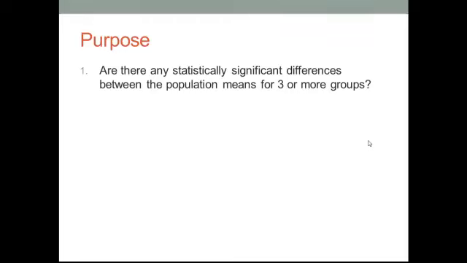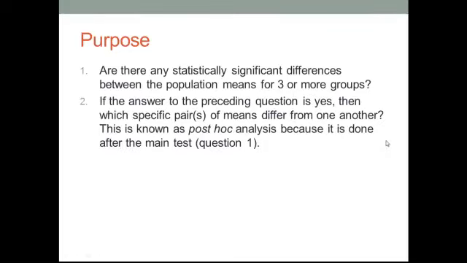So for example, if we had 3 groups, A, B, and C, at this point we're just asking, is there at least one difference? It could be mu A different from mu B, mu A different from mu C, or mu B different from mu C. If that question is answered with a yes, then we'll go to the next step, which is which specific means differ from one another. So in part A, are any of them different? Mu A to B, mu A to mu C, mu B to mu C.